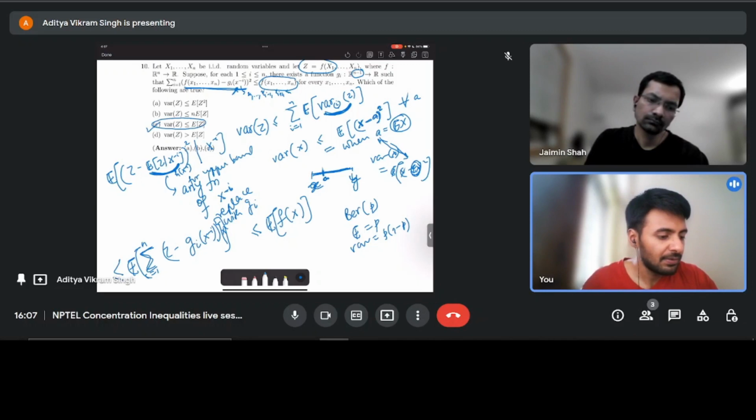So once this is true, B is also true because B is only weaker. A is always true no matter what, right? The variance of Z is less than the second moment, and yeah, D is incorrect, right?